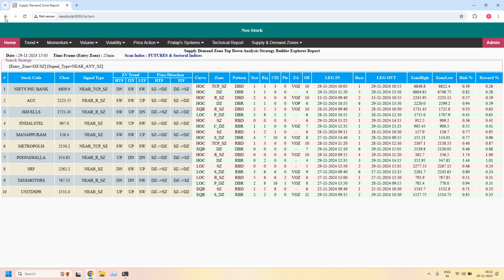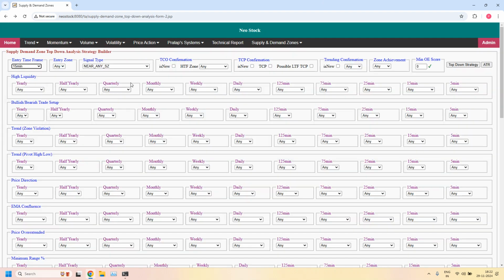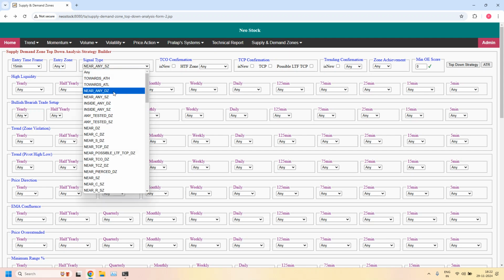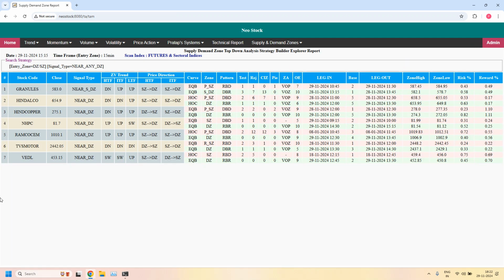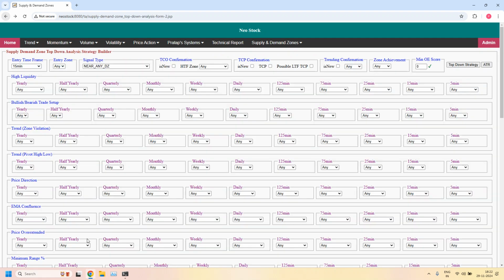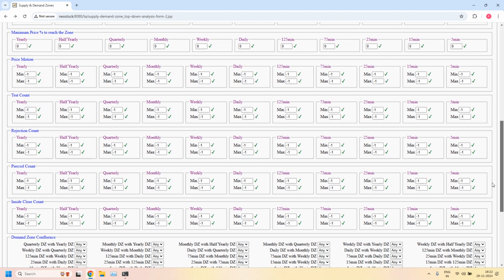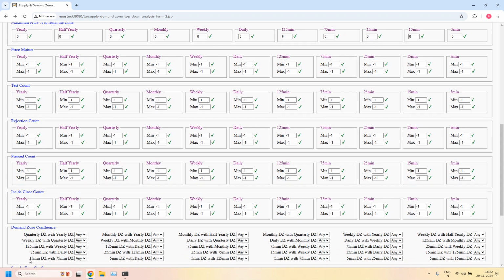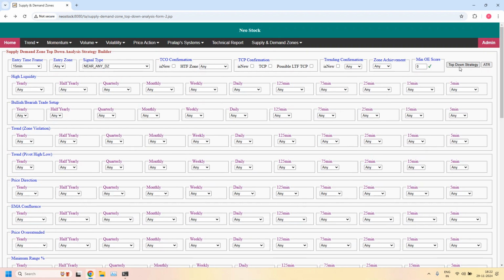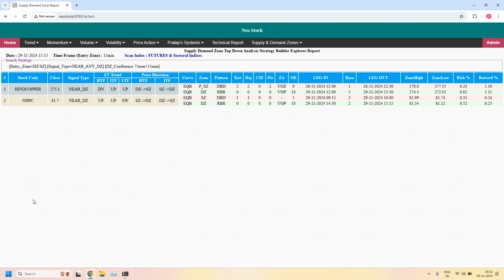Okay, the next time frame is 15 minutes. Stocks near 15 minutes demand zone. We got 7 stocks. Out of these 7, how many are having ITF demand zone confluence? Let's filter. So in the demand zone confluence, I'm enabling the filter for 15 minutes demand zone with 75 minutes demand zone confluence. With this filter, out of 7, we got 2 stocks.